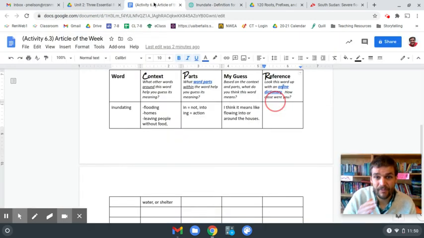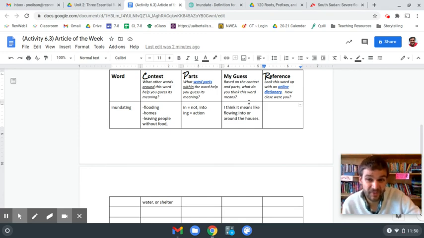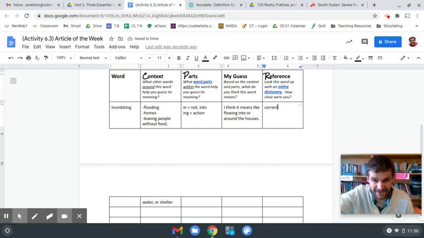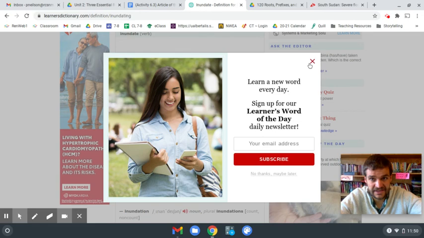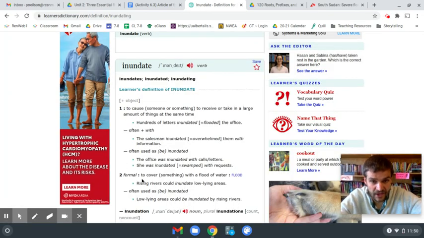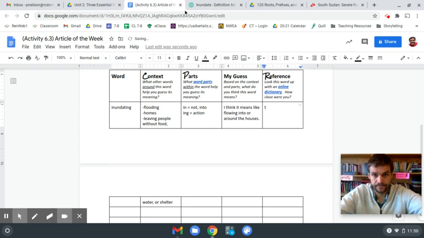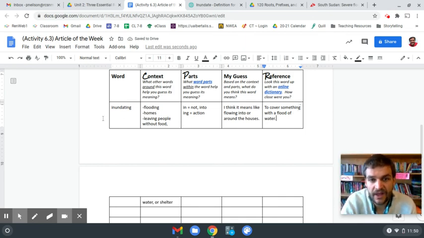All right, so now I'm going to go back here, and on the reference step, if your guess is pretty close, you can just write correct in the box right here, or put a check mark if you know how to add in a check mark symbol. But if you were a little bit off, you could also just write the definition. So I'm just going to take the second definition here and type it in. I mean, we were pretty close, but to cover something with a flood of water. Good.